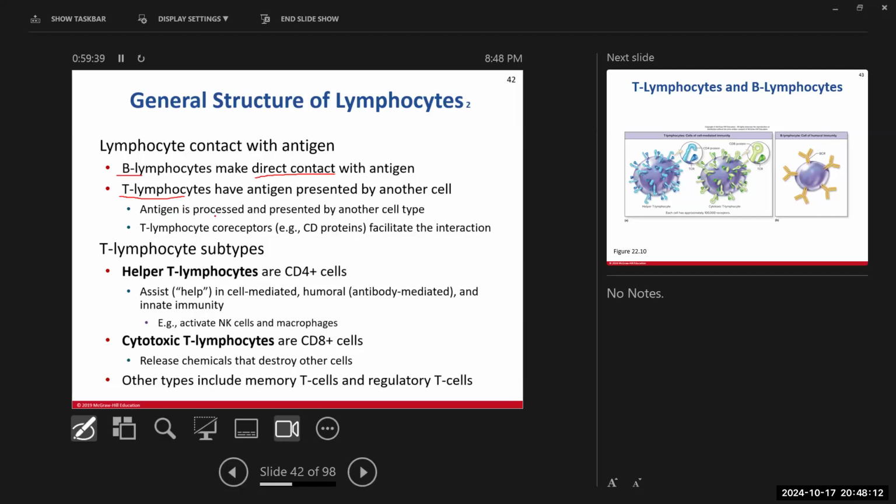So keep in mind that antigen is presented by another cell type. It could be a dendritic cell, it can be a macrophage, and believe it or not, a B lymphocyte can play that role too. So there are 3 types of antigen presenting cells. We'll get into that.